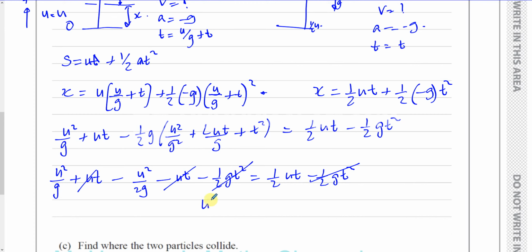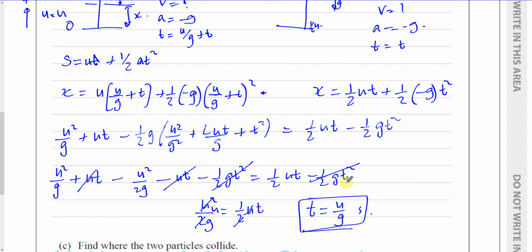is equal to, and you've got on this side a half ut left. A half ut. And remember, we have to find what t is. So t is going to equal, the 2's will cancel, one of the u's will cancel, so you're left with u over g, which looks familiar. U over g seconds. Okay, so that's the time at which they collide.